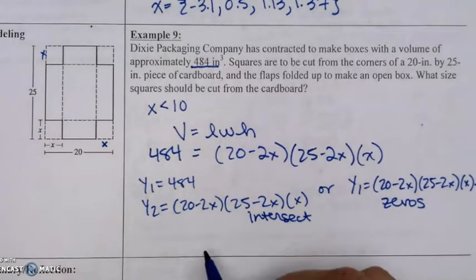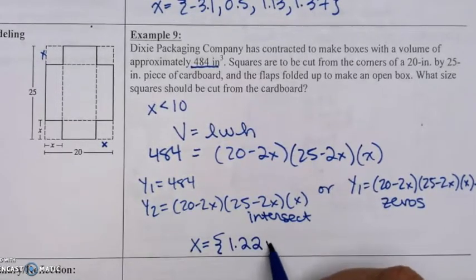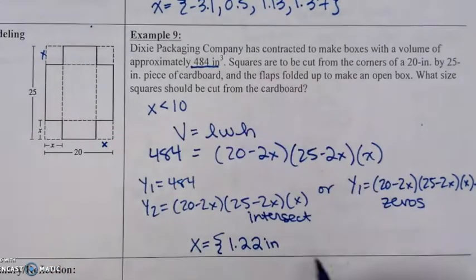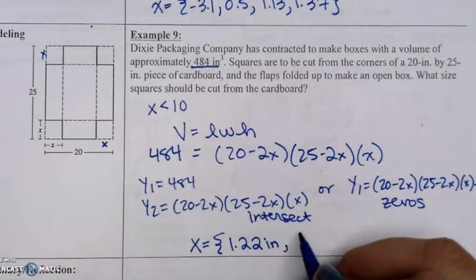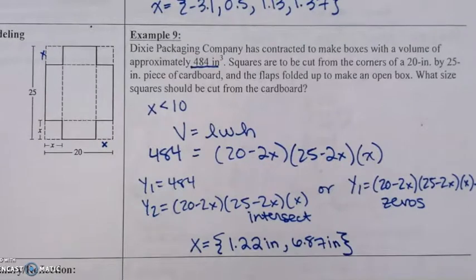All right, once you've tried this, to confirm your answer, you should have x equals two different values. There's two values that will give you this volume of 484 cubic inches, and that is a 1.22 inch cut, so 1.22 inches by 1.22 inches, or you can make a 6.87 inch cut. So there's two different sizes that you can cut out from the corner of these boxes.